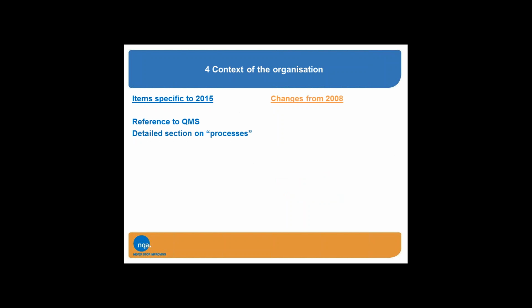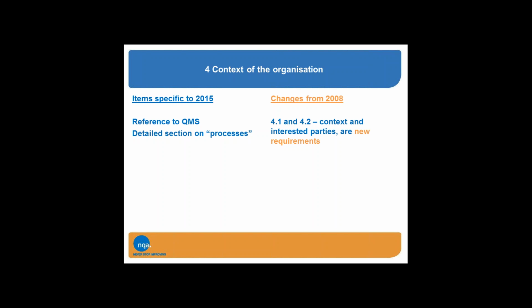So what do we have in this clause that is specific to 9001:2015? Well, clearly it references that it's a quality management system, and as I've already mentioned, it has a detailed section on processes. How does the requirement around context change from 2008? What's changed now? So on the right-hand side, I'm looking at what's changed from 2008. On the left-hand side, we're looking at items that are specific to the 2015 9001 standard over and above Annex SL.